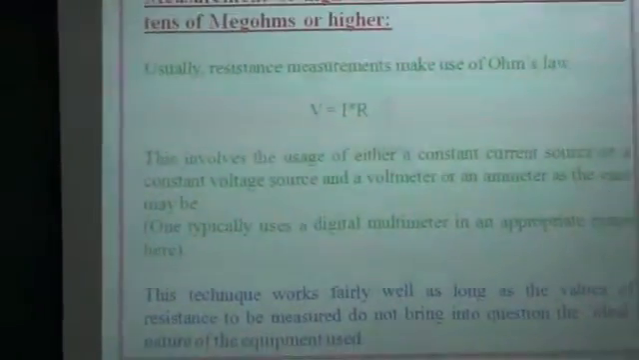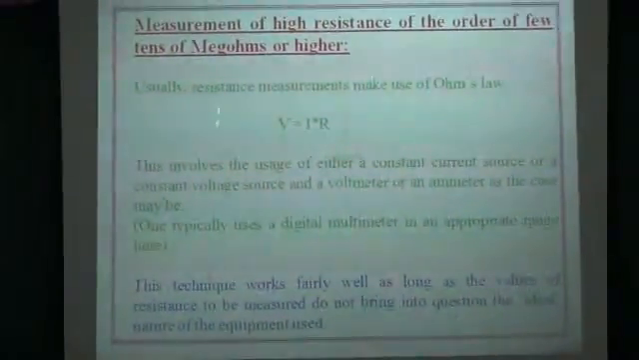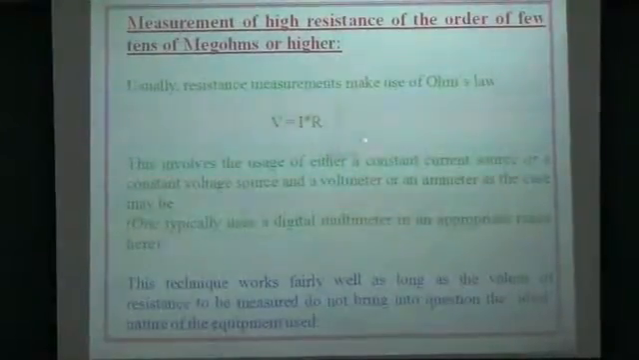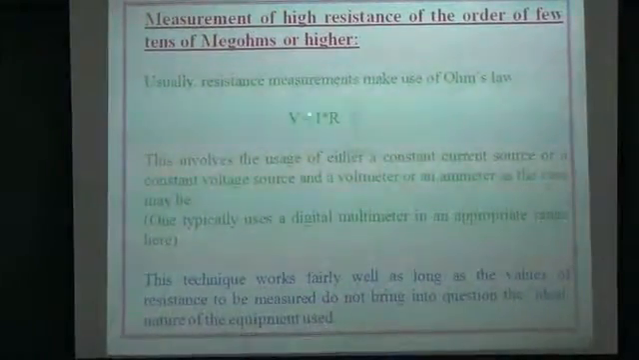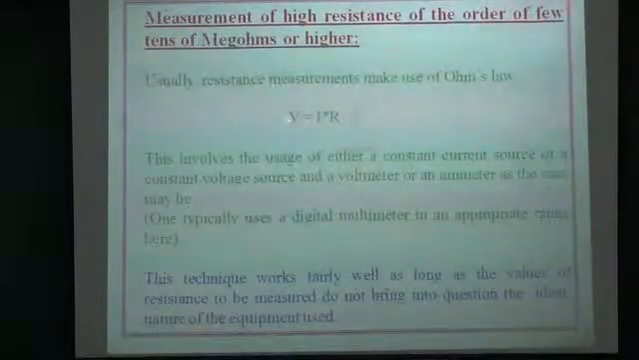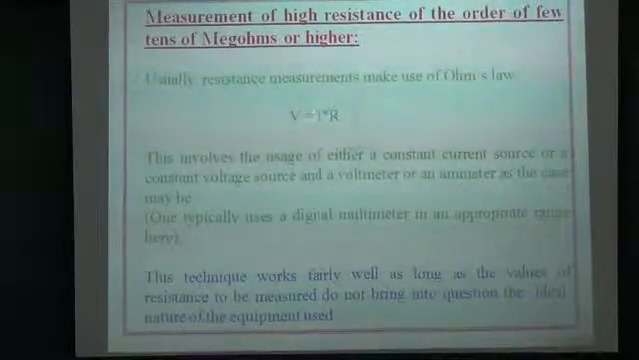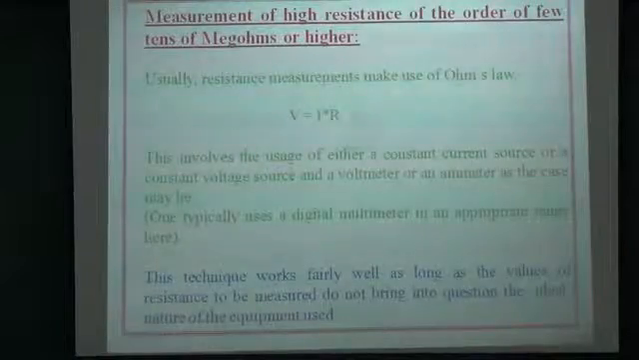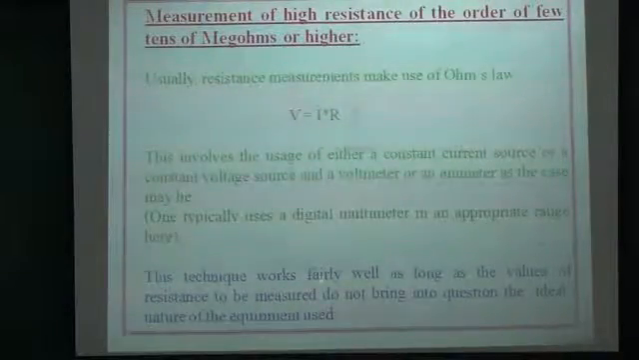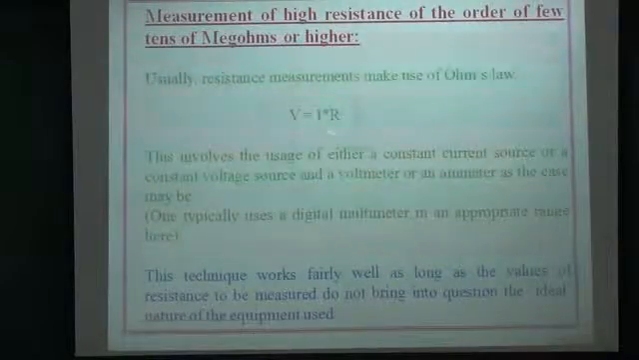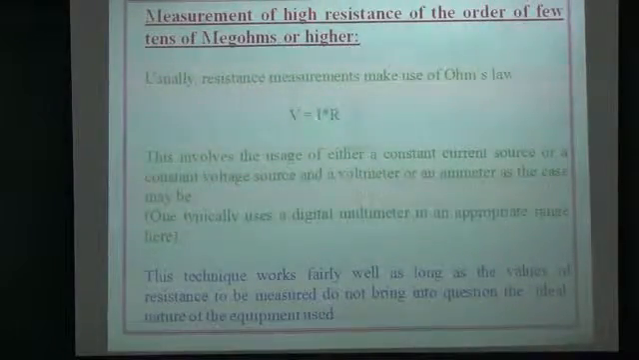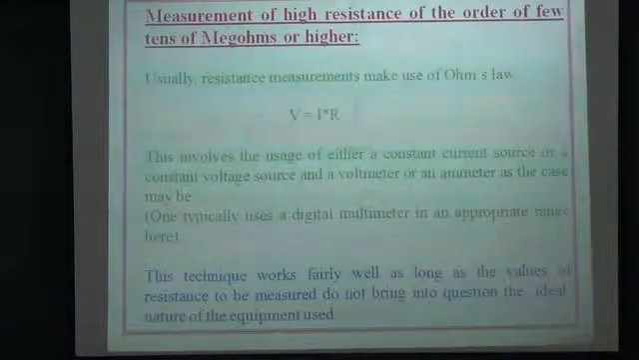Tens of mega ohms or higher. Usually we make use of Ohm's law to find the resistance, V is equal to IR. Either we have a constant regulated supply and we can measure the value of I, and so find the value of R. Or we have a constant source, so we know the value of I, and if we can find the value of V, we can find the value of R.